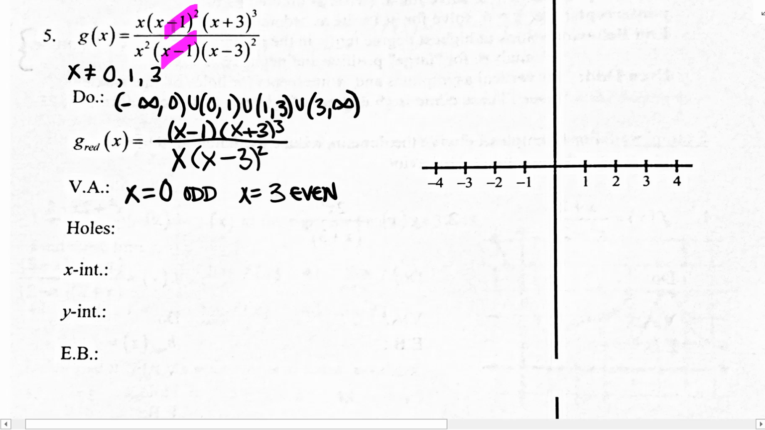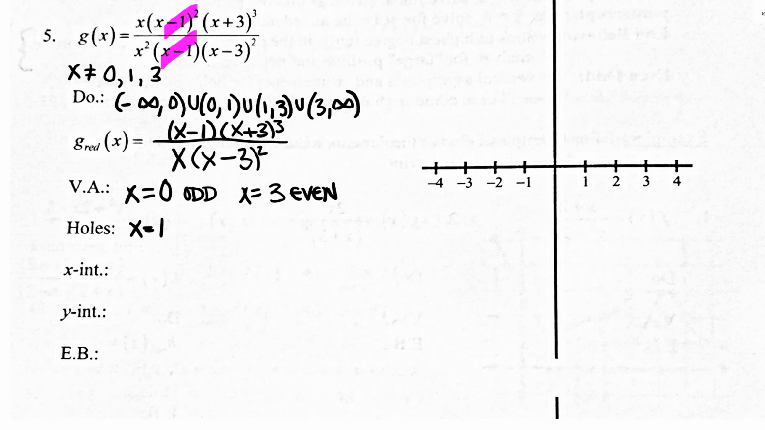Was there anything we were able to reduce that did not remain in the denominator? Yes, x minus 1 quantity squared over x minus 1 reduced to x minus 1 in the numerator. And so we had an x minus 1 reduced to 1. Well, what is the zero of x minus 1? That would be 1. x equals 1 would make that 0. So we're going to actually have a hole at x equals 1.